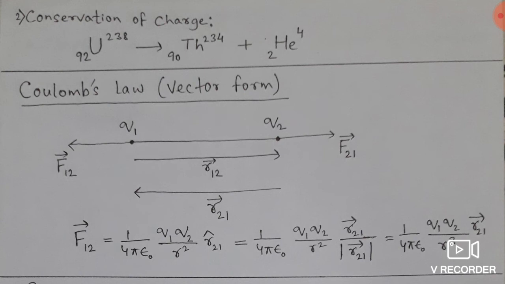Similarly, we can see that the mass number of uranium is 238, and on the right hand side the mass number is 234 plus 4, which means 238. So the mass number is also conserved. So in an equation, on both sides, the atomic number and mass number are conserved. This is called conservation of charge.